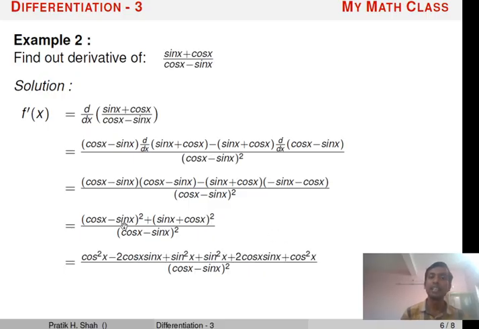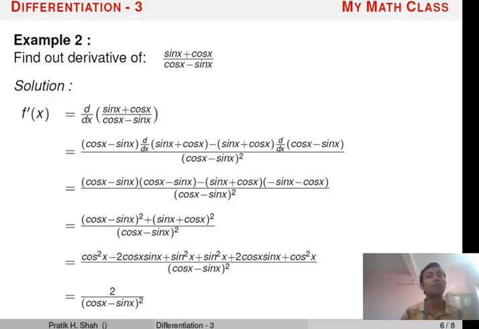By expanding using these square formulas, we get this term, and here you can note down that this is minus 2 cos x sin x and this is plus 2 cos x sin x. So these two terms will be cancelled out. Further, we know that cos square x plus sin square x is equal to 1. So this is equal to 1. Sin square x plus cos square x, this is also equal to 1. So the numerator will be converted to simply 2, and hence we get 2 upon cos x minus sin x whole square. So this is the solution of the example.